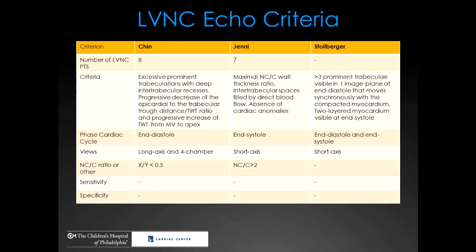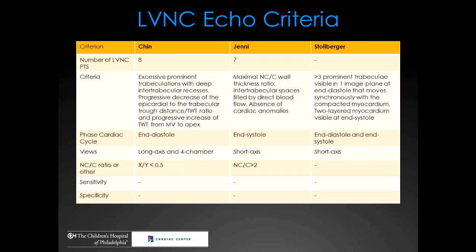With regard to echocardiographic criteria of LV non-compaction, there are three very classic papers which establish criteria. Essentially, the theme of the criteria are that measurements are made of the non-compacted region compared to the compacted region, and a ratio is developed to essentially tell us how much non-compaction or trabeculation the patient has.